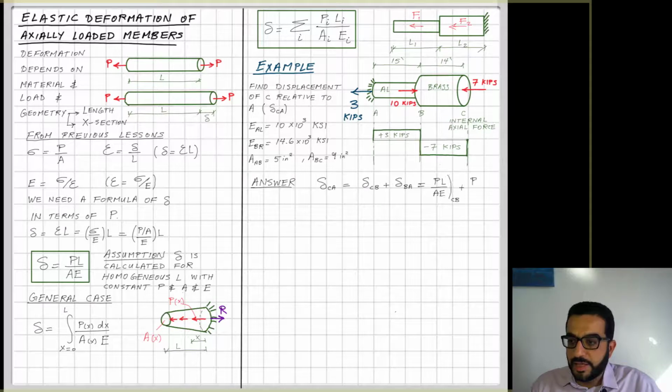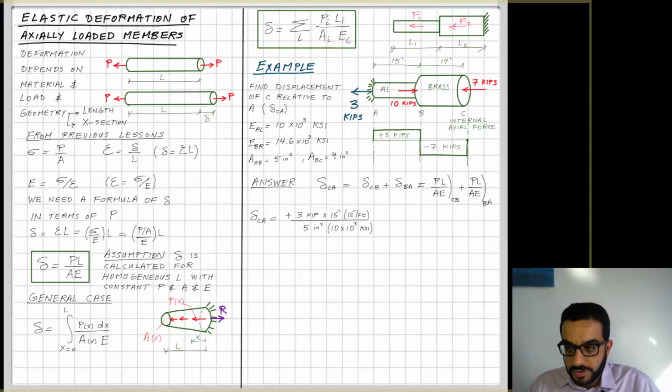Now to calculate delta CA, the displacement of C relative to A is the accumulation of deformations along the length AC, which is composed of displacement along AB and then BC. So delta CA is equal to delta CB plus delta BA, and each delta has its value of PL over AE. Plugging in the values, the first one, PL over AE for CB: 3 kips is the internal axial force, and L is the length, 15 feet. I have to bring everything to inches because the cross-sectional area is in square inches, and my Young's modulus is in ksi, kilopounds per square inch. So my 3 kips complies with the units, and my length unit is in inches. So that's the first displacement.